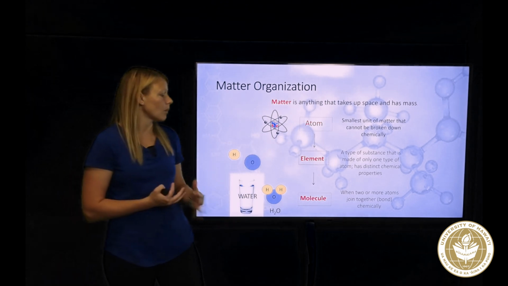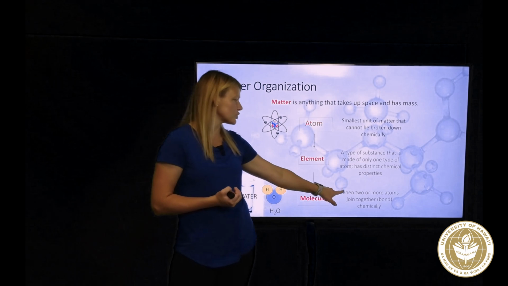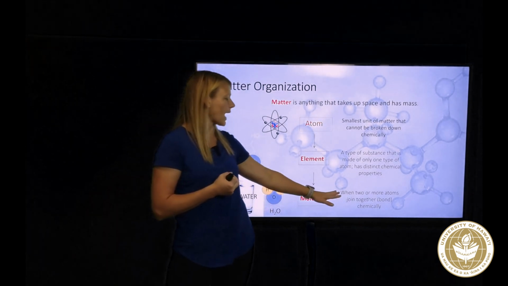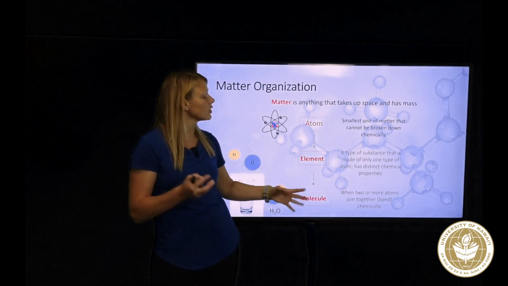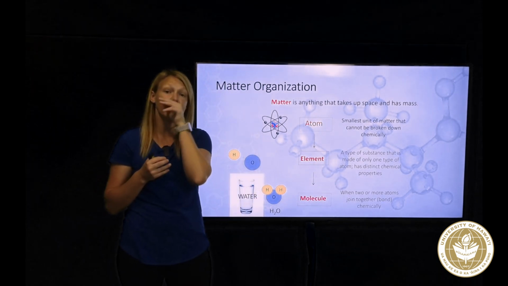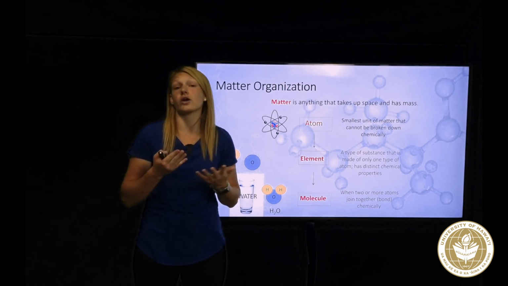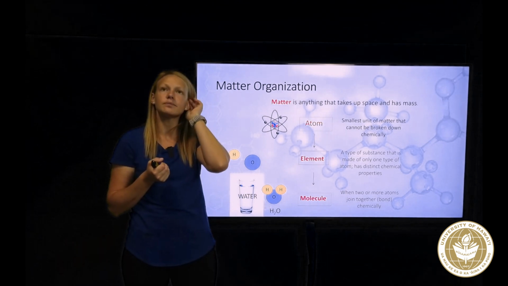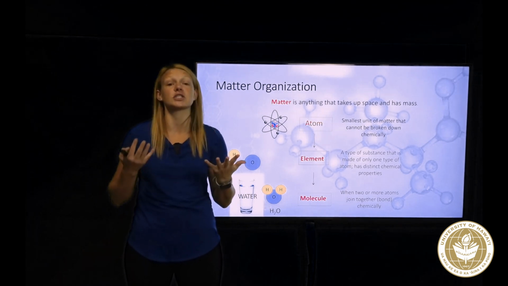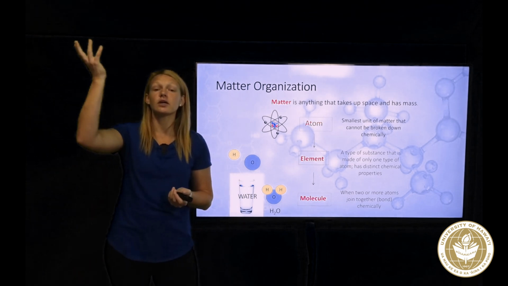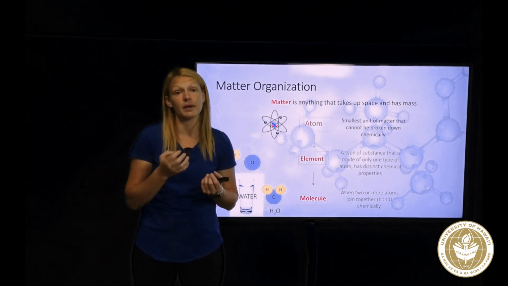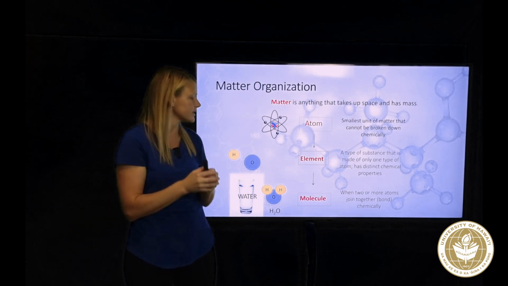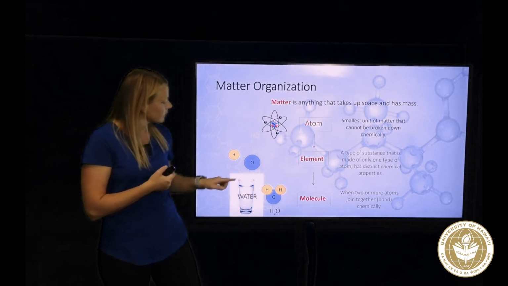Then we move on to what we term molecules. This is when 2 or more atoms join together. So 2 or more atoms of a particular element join together chemically. Then we have molecules. A better example would be the oxygen that we breathe. Oxygen, O2, is how we write that chemically, right? So we're breathing that in. That's 2 oxygen atoms that are combined together to form a molecule.